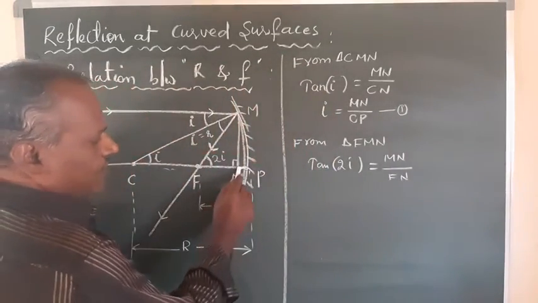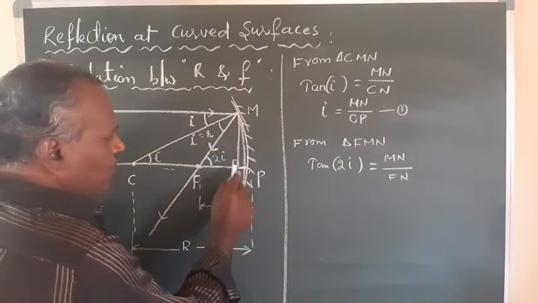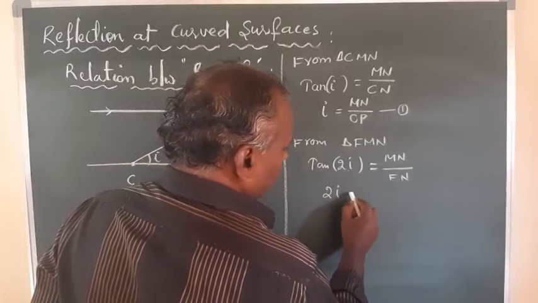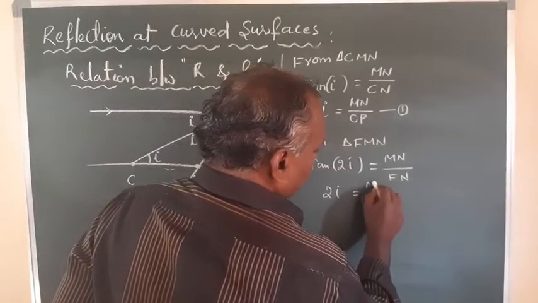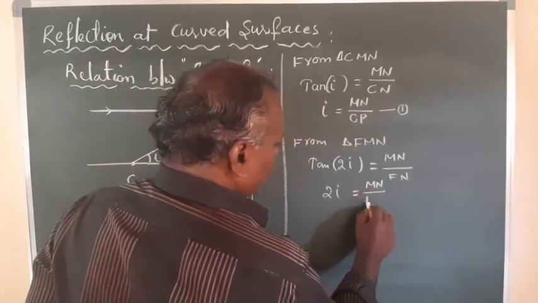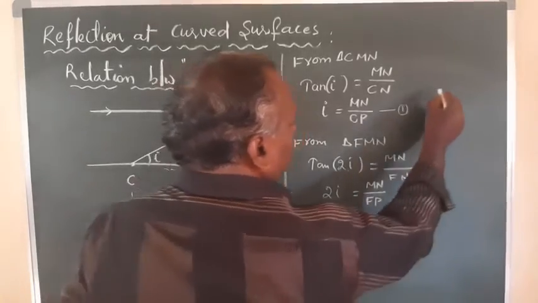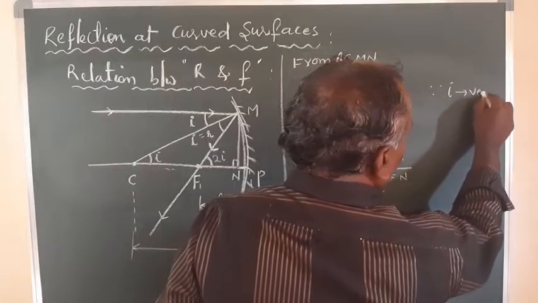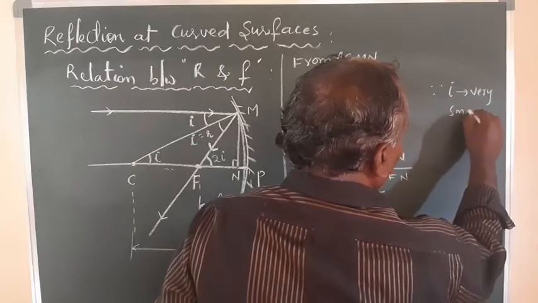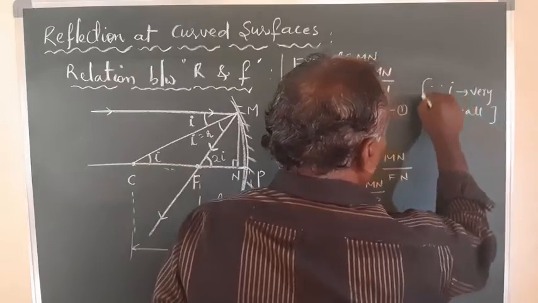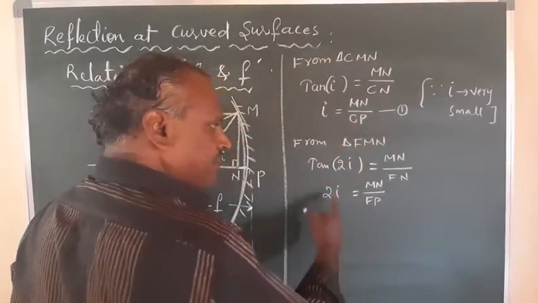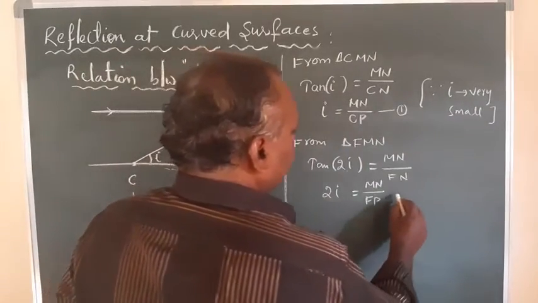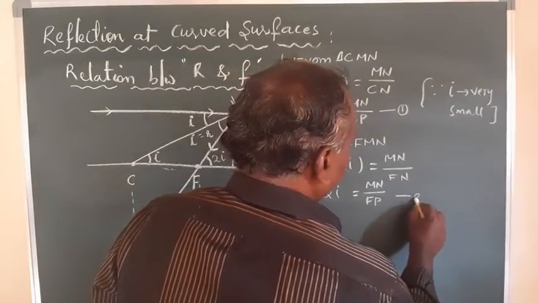But what about this N? N can be taken as P. So tangent of 2i can also be written as 2i only, and Mn upon Fn can be written as Mn upon Fp. Here you can write that since angle i is very small, the same way here also this angle is very small, so you can write tan 2i as 2i itself. Let it be the second equation.